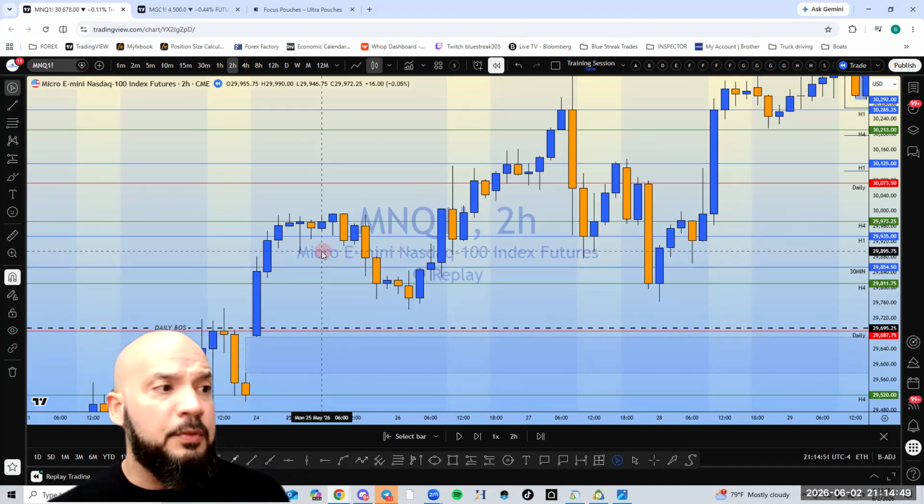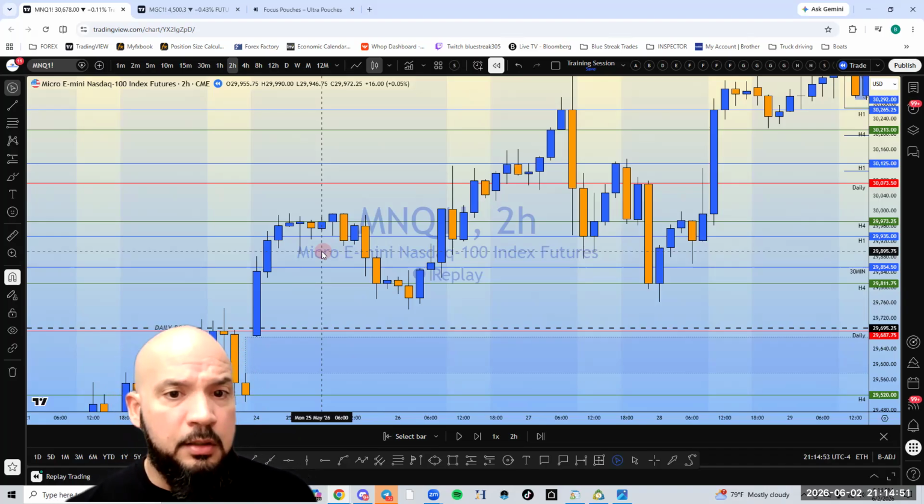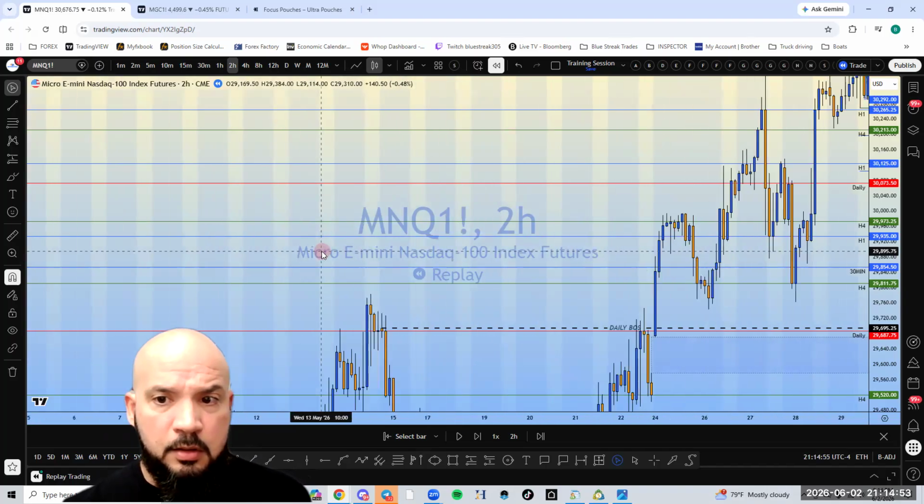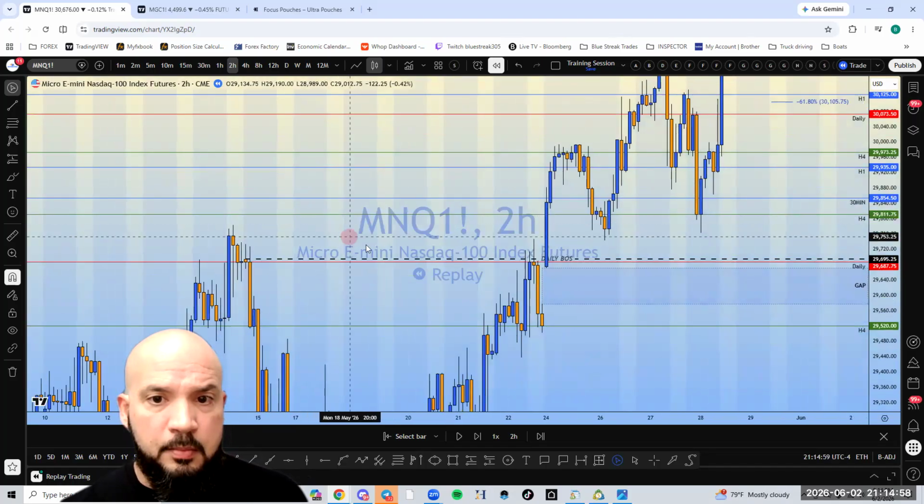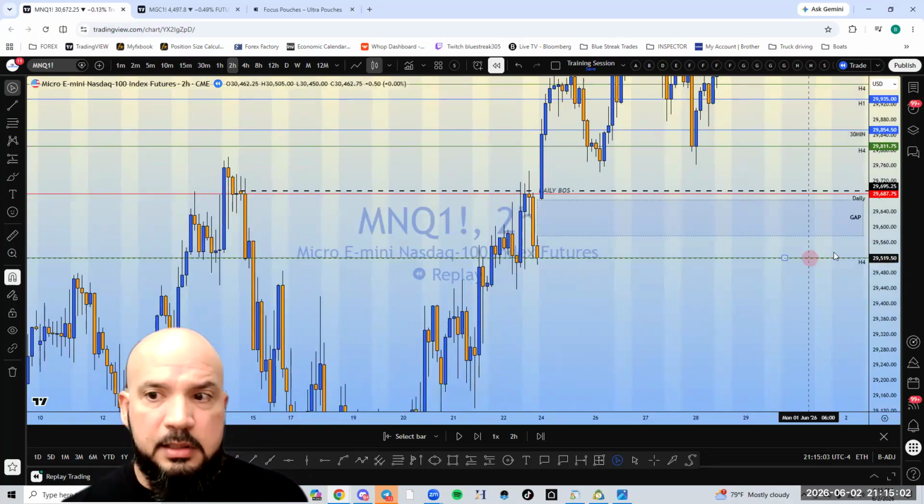Well, let's zoom out for a second. Like we saw, it was bearish for a minute there, like that peak on the left, and then it dropped all the way down.